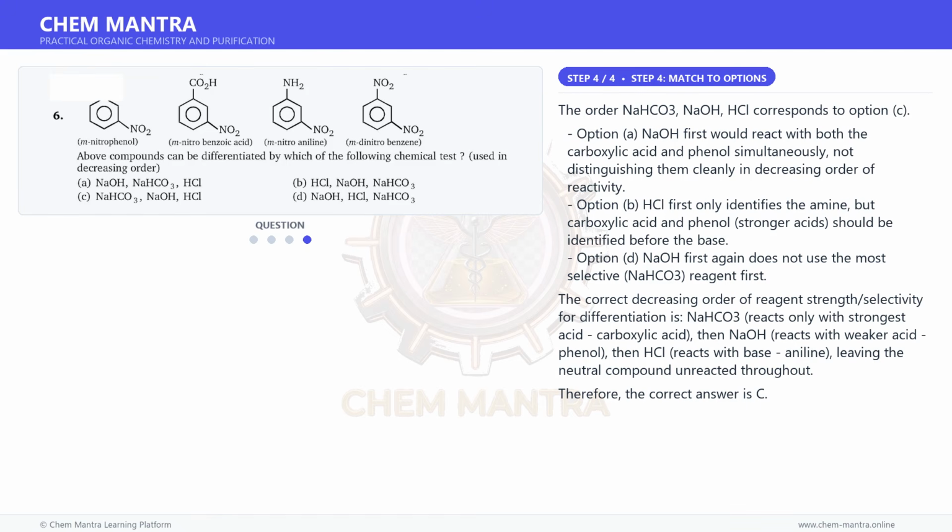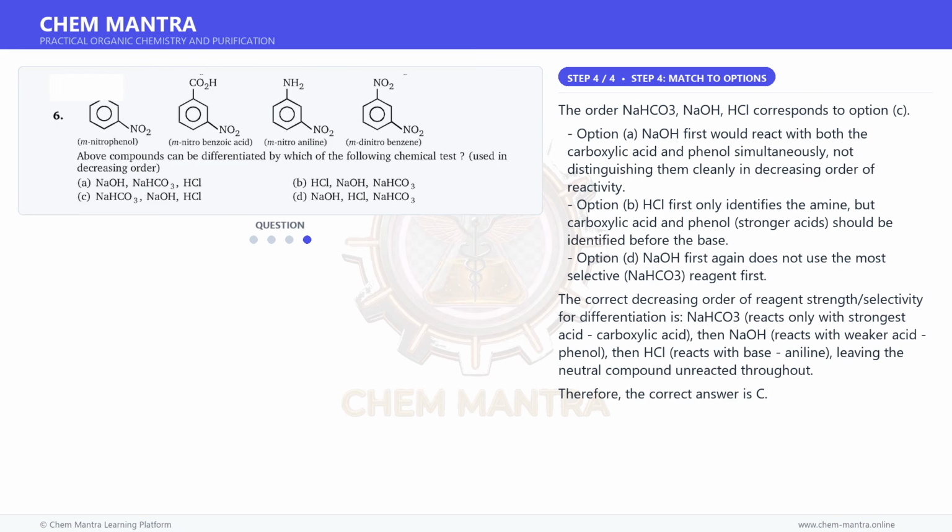Option A, NaOH first would react with both the carboxylic acid and phenol simultaneously, not distinguishing them cleanly in decreasing order of reactivity. Option B, HCl first only identifies the amine, but carboxylic acid and phenol, stronger acids, should be identified before the base. Option D, NaOH first again does not use the most selective, NaHCO3, reagent first.